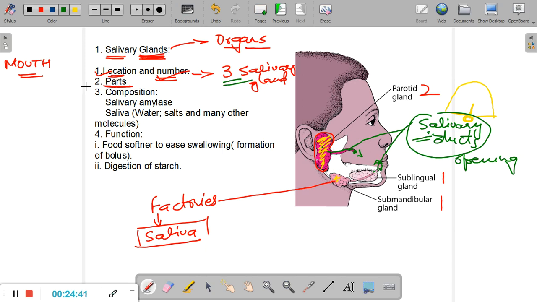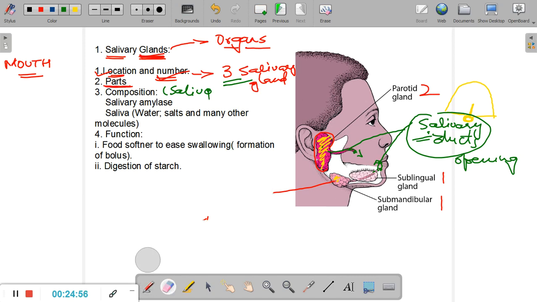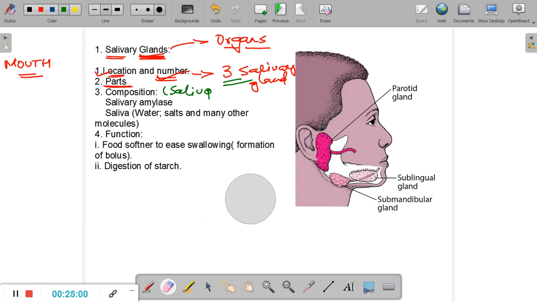So now let us move to the next aspect of the salivary gland. Now the salivary gland releases saliva. And what is the composition of saliva? Which means, when I say composition, what do I mean? I mean to say, what is saliva made up of? What does it contain?